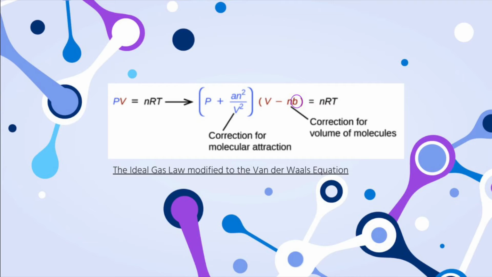Constant B corrects for the excluded volume of gas particles. V is the volume, n is the number of moles, P is the pressure, R is the universal gas constant, T is the absolute temperature. At low pressures and high temperatures, constants A and B are negligible. Therefore, the ideal gas equation is applicable. At high pressures and low temperatures, the van der Waals equation is accurate, and used to calculate non-ideal gas behaviors under these conditions.